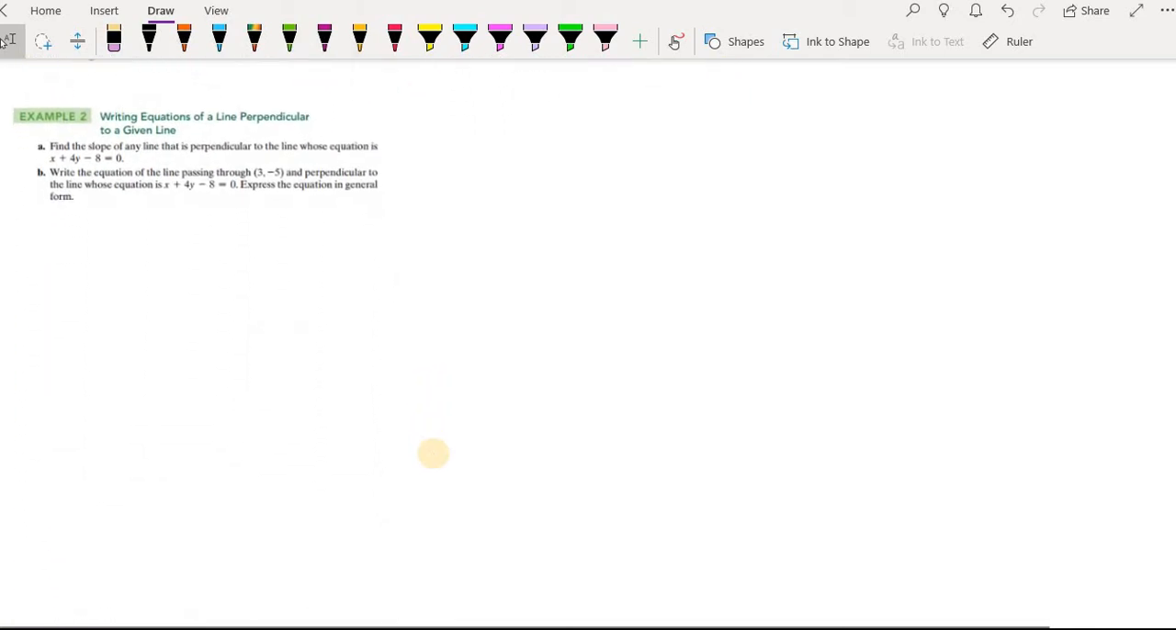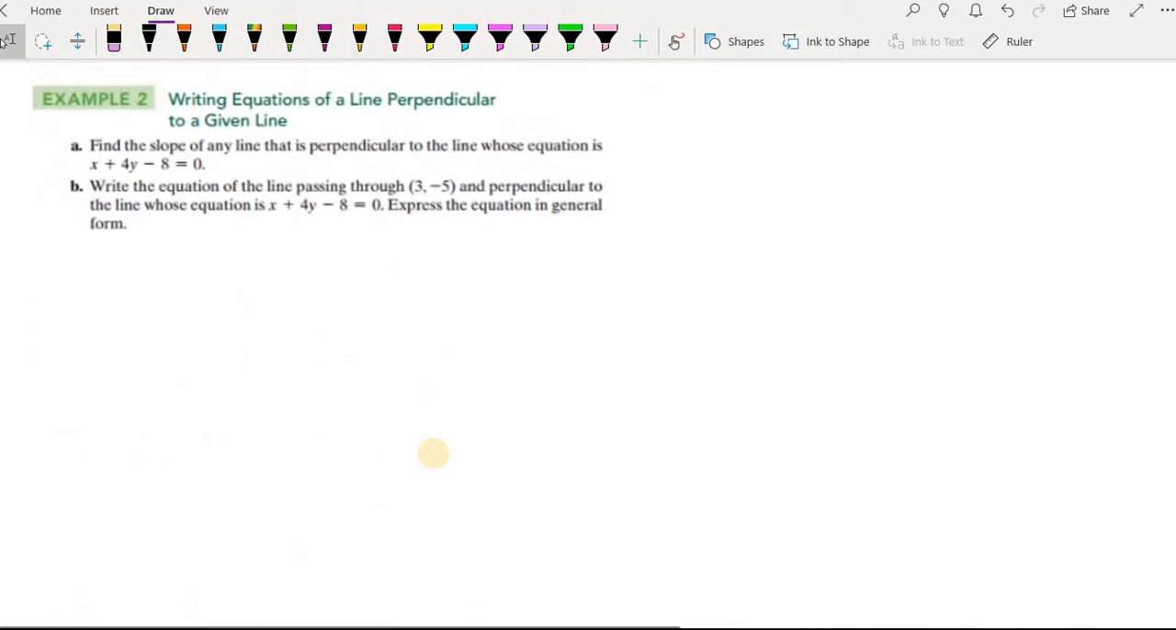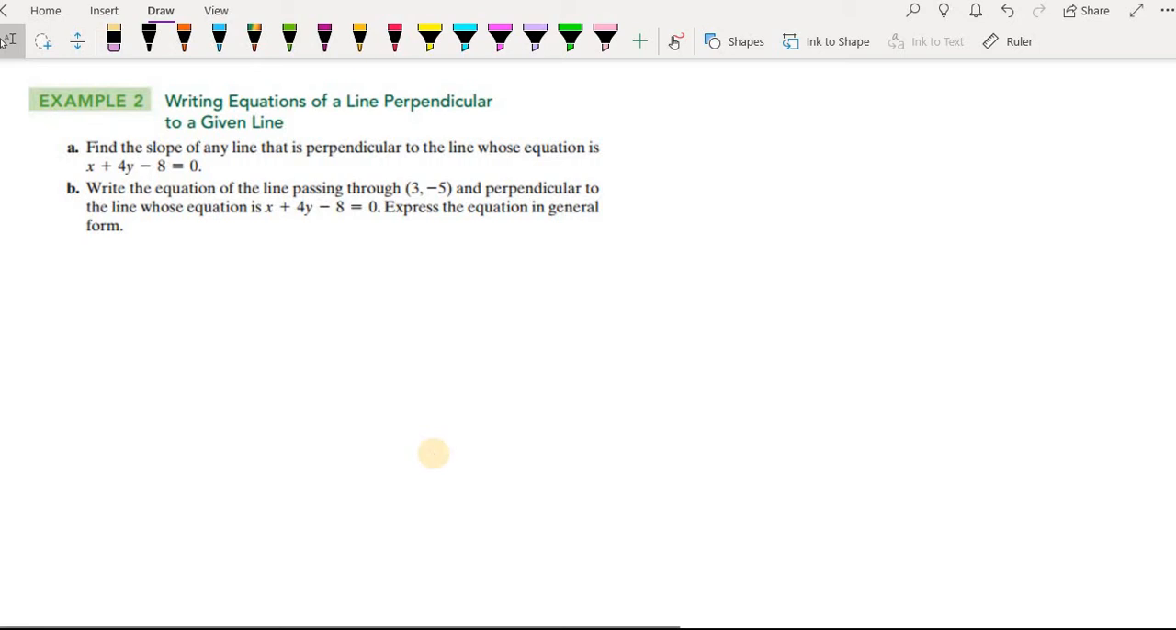Okay, example 2. We have writing an equation of a line perpendicular to a given line. When we talk about perpendicular, that means our m2 is equal to negative 1 over m1. Again, m is slope. That means m2 is the opposite reciprocal of your m1. Alright, let's look at example 2.